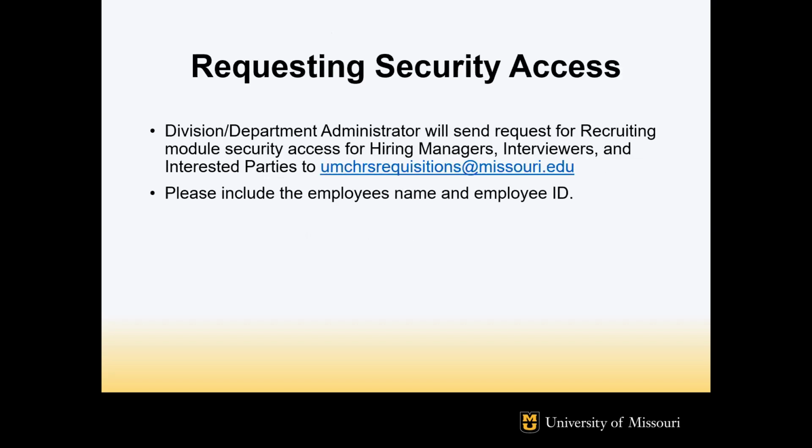If a person within your department needs to have access to see applications or to monitor positions, they will need to have hiring manager access and complete this training. This can be requested by the division department administrator. Once training has been done, then HRS can request for the person to receive access. You will need their name and employee ID number.